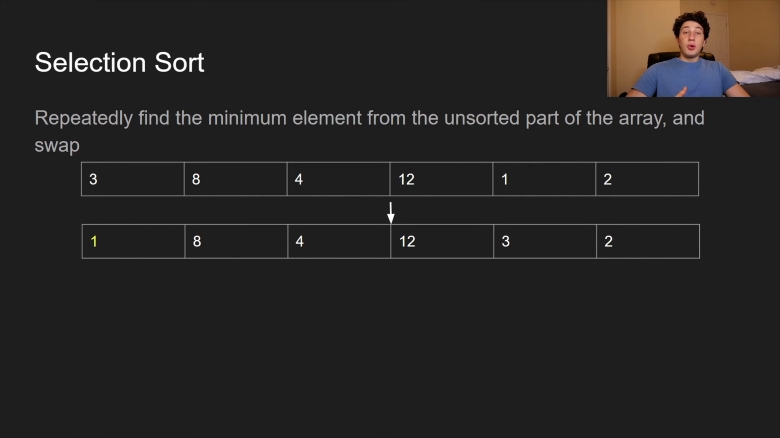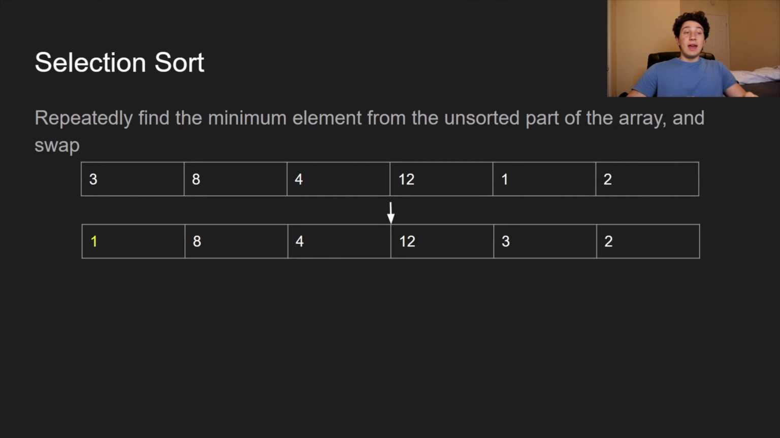Now the yellow portion of the array is what we delineate as the sorted part. So we're not going to touch that from here, we're simply going to append to it. And we're going to swap 1 with 3, which was basically the next element of the unsorted part. Similarly, now we're looking at element 8, and we know that we're going to swap element 8 with whatever the minimum element is in the unsorted portion of the array.